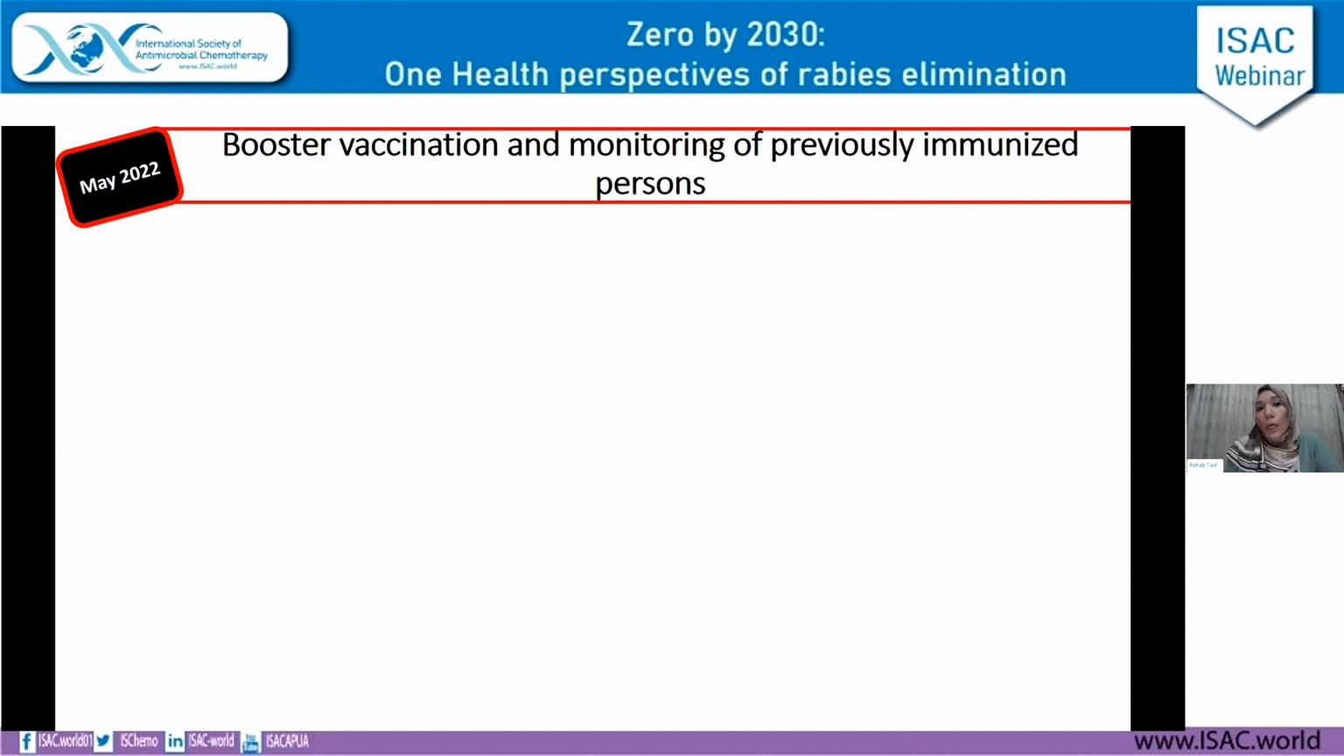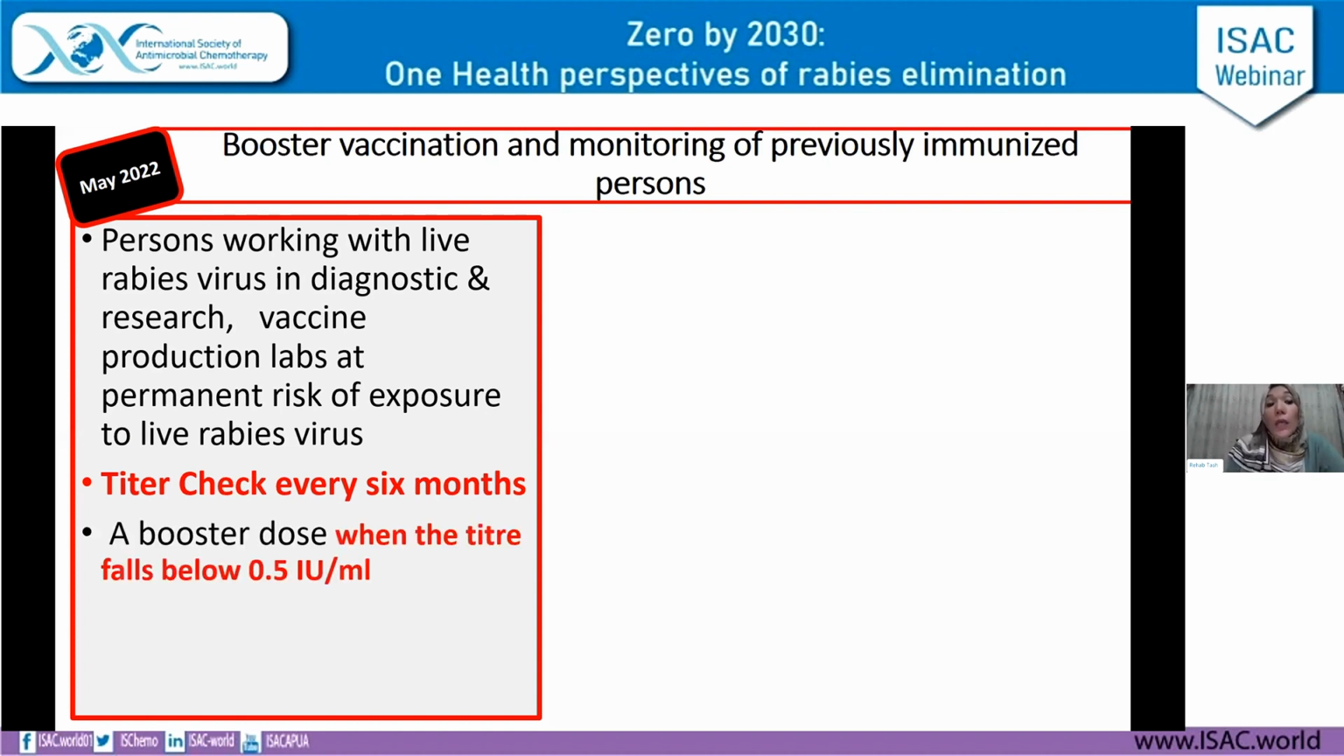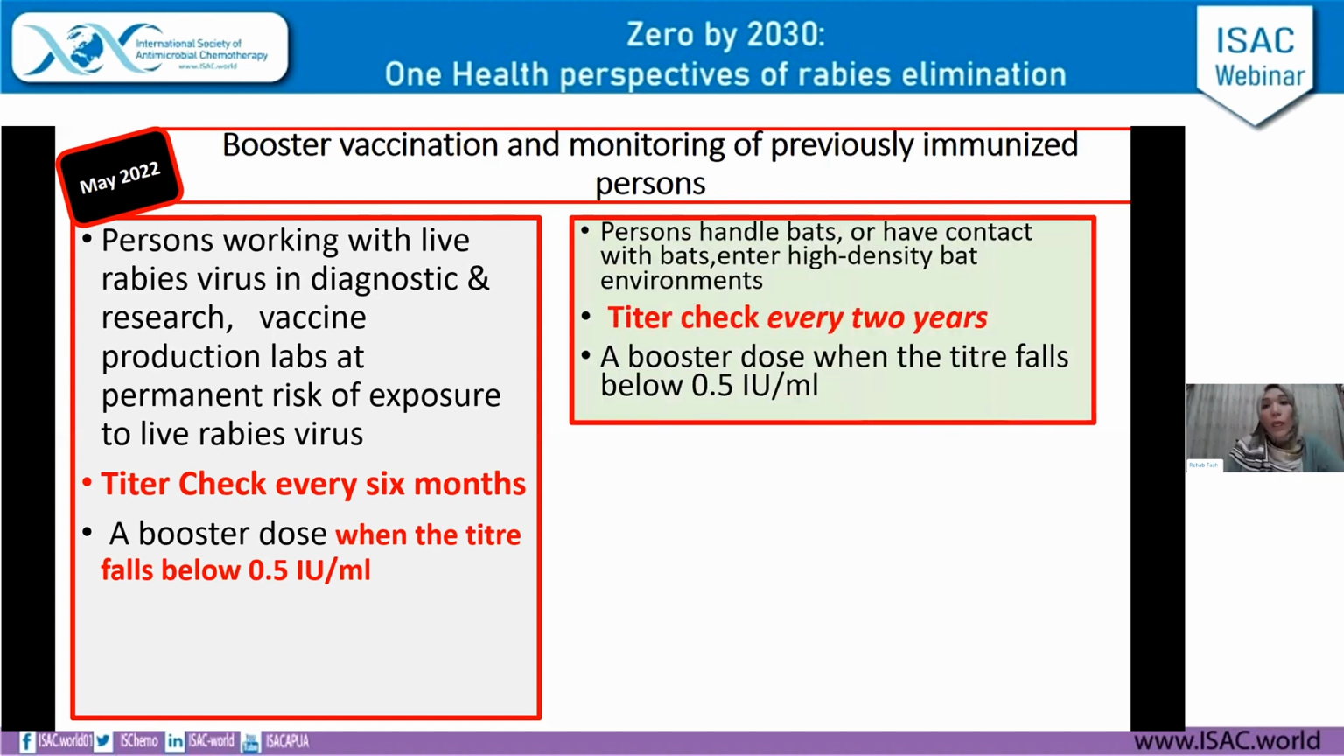Boostering. In 2018, WHO had its recommendation. However, the CDC and the Advisory Committee on Immunization Practices have the newest update from May 2022. For persons working with live rabies virus in diagnostic research labs and vaccine production labs, check the antibody titer every 6 months after the vaccine shots, the 2 shots we discussed before. If the titer falls below 0.5 international units per ml, revaccinate with 2 doses.